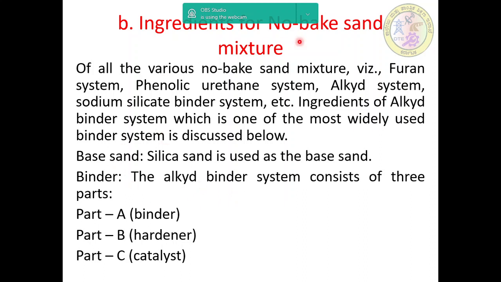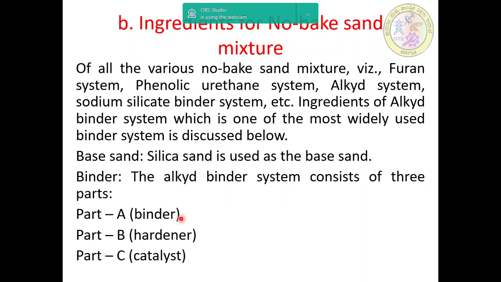Again, the ingredients of no bake sand consist of base sand, usually silica sand, and then binder. This alkyd binder system consists of three parts: part A binder, part B hardener, and part C catalyst. This binder itself is divided into three parts: binder, hardener, as well as catalyst. Part A is nothing but a binder.